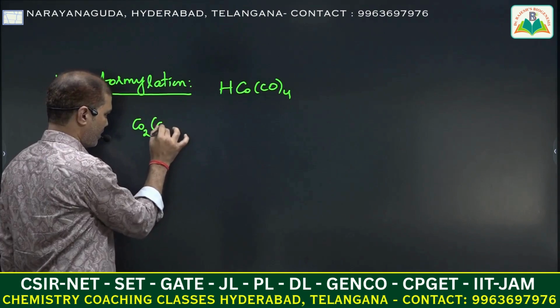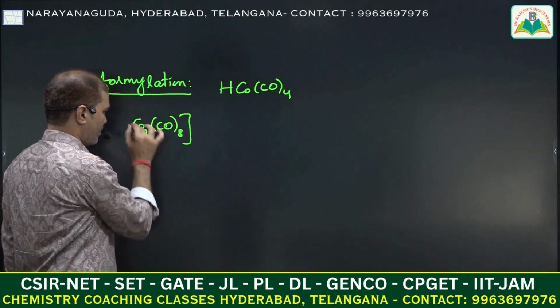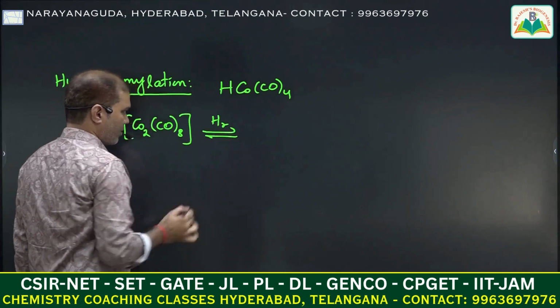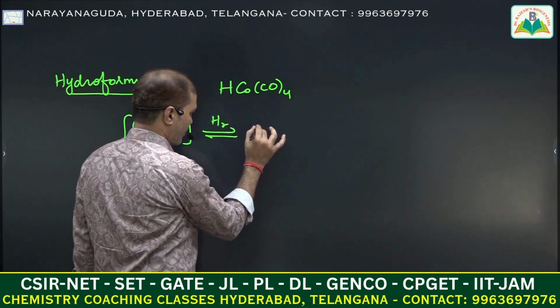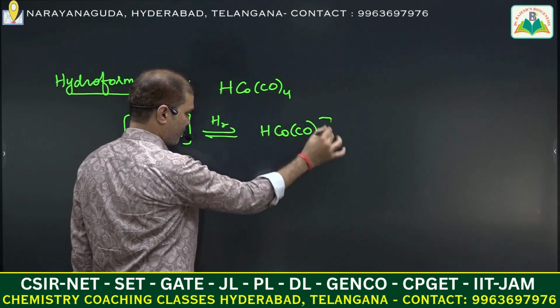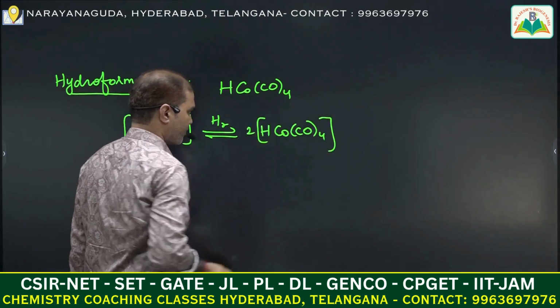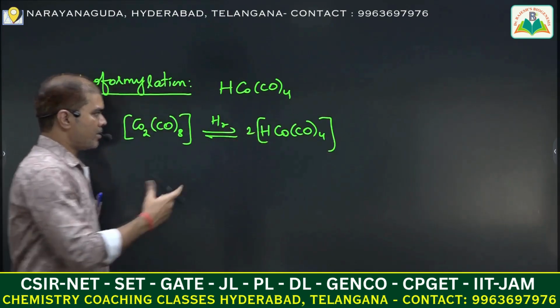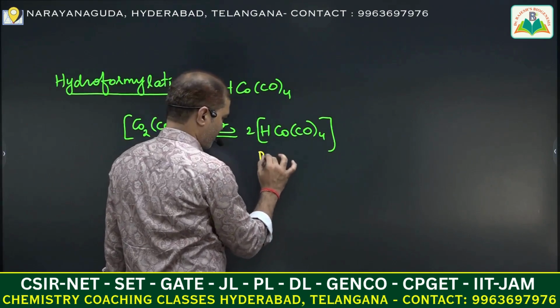But directly it is not available. So we begin from Co2(CO)8, where if we add hydrogen, it will break down into HCo(CO)4. Whatever HCo(CO)4 is being formed, we call it a pre-catalyst.